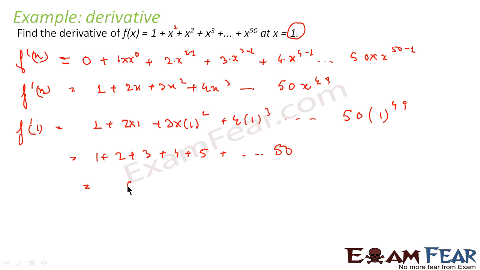You see, this is the AP. So the answer will be 50 into 51 by 2. So for AP of natural numbers, it becomes n into n plus 1 by 2. So this becomes 1275. And that is it. Very simple. What we have done, we have first found f dash of x, and then we have found f dash of 1.